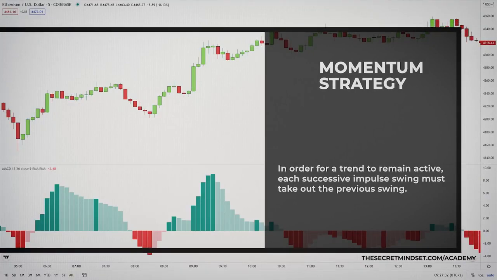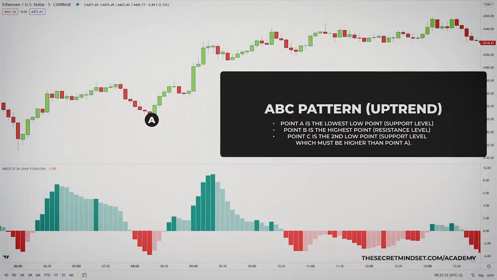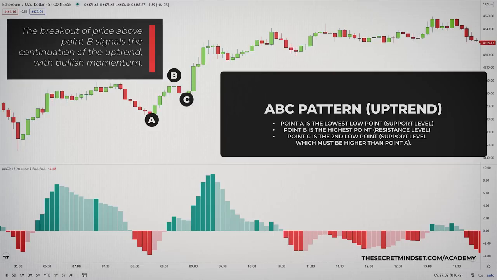In an uptrend, for example, price will often make 3 points. Point A is the lowest low point, forming a support level. Point B will be the highest point, forming a resistance level. Point C will be the second low point, a support level, which must be higher than point A. The breakout of price above point B signals the continuation of the uptrend with bullish momentum. The entry is simple.